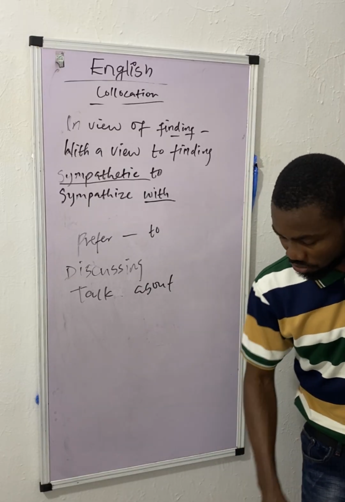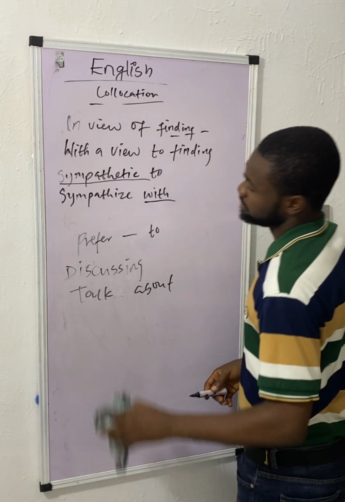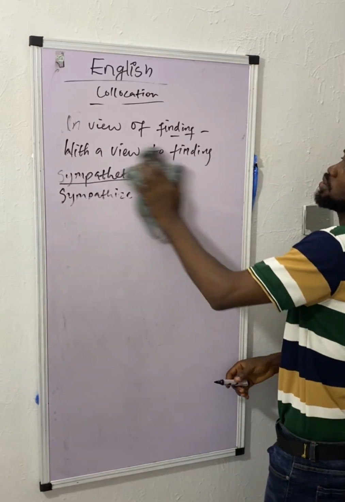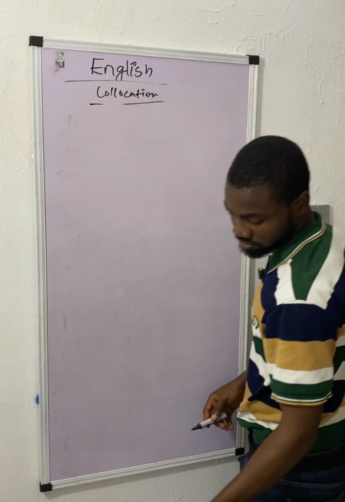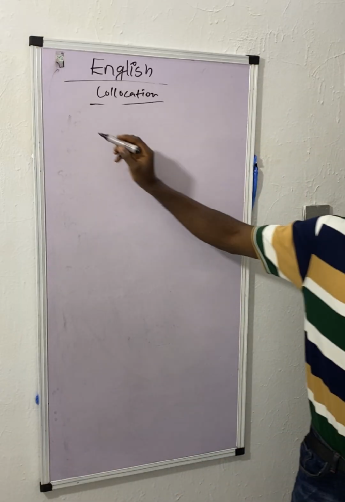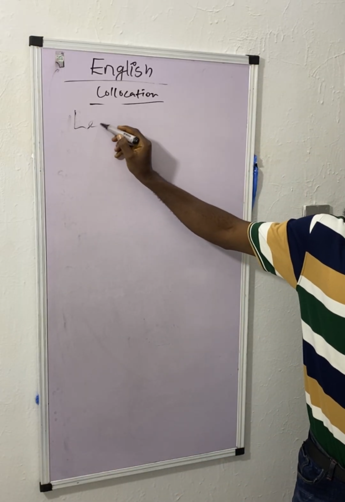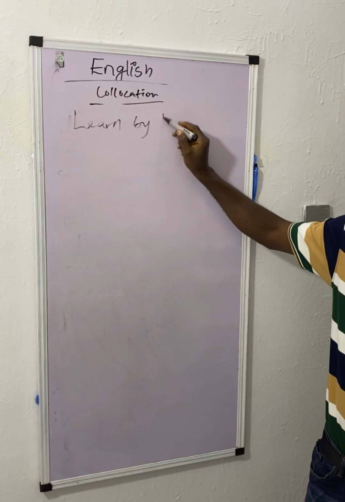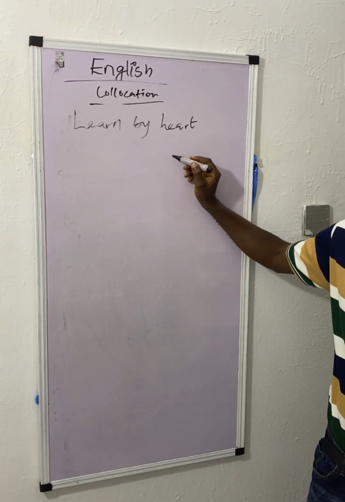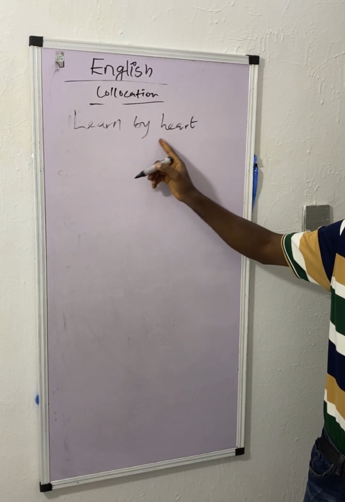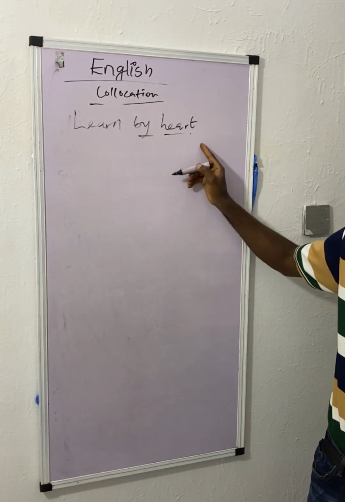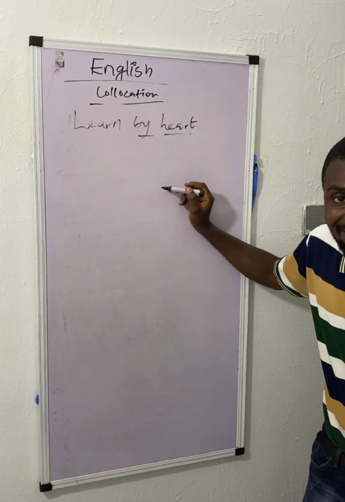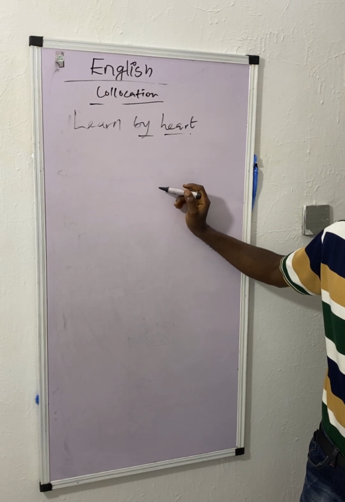Learn by heart. This one is very common. Most Nigerians always get this one wrong. Learn by heart. Not learn off heart. I memorize it by heart. I learnt it by heart. Not I learnt it off heart. Not I learnt it off head.